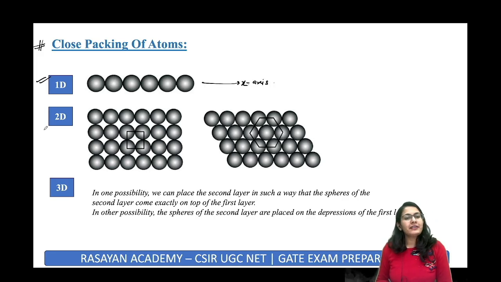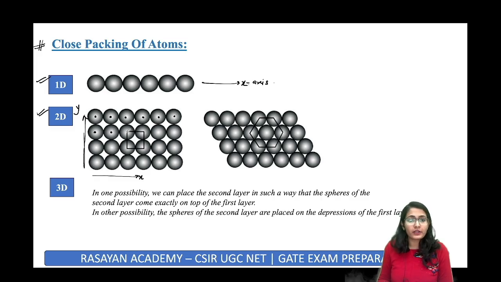ठीक है? Fine. In two dimension, x and y axis, how many possibilities are there? So let's say this is your x-axis and this is y-axis. So I have placed these atoms. Look at the centers. The centers of these atoms coincide. तो यहाँ पे क्या बोल सकते हैं हम? In a simple cubic lattice. This is known as SCC. Simple cubic lattice in 2D definitely.